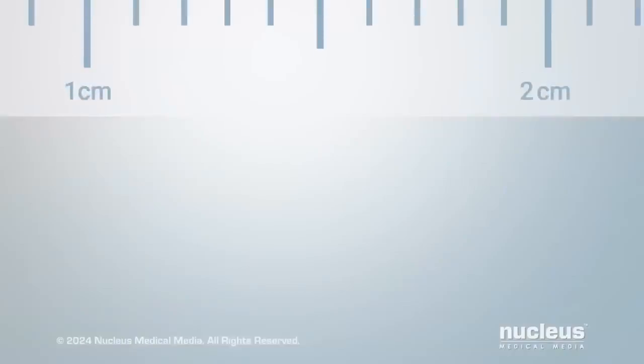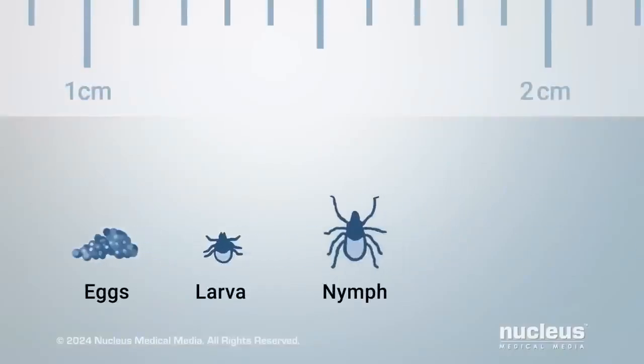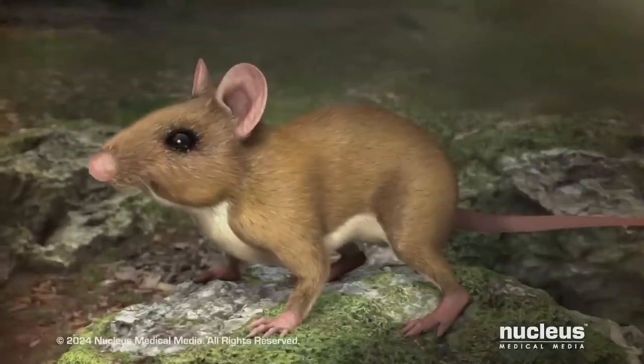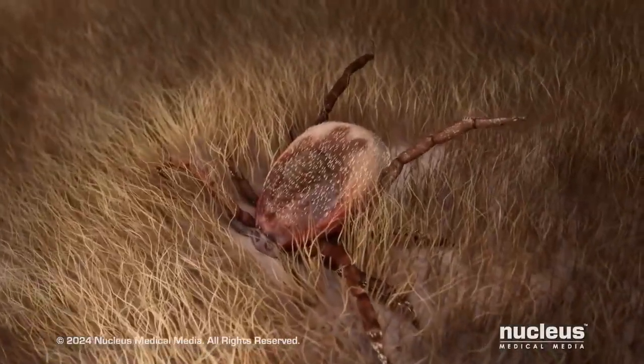Ticks have 4 life stages: an egg, a 6-legged larva, an 8-legged nymph, and an adult. To survive and grow, a tick must eat the blood of a host animal at every stage of development.